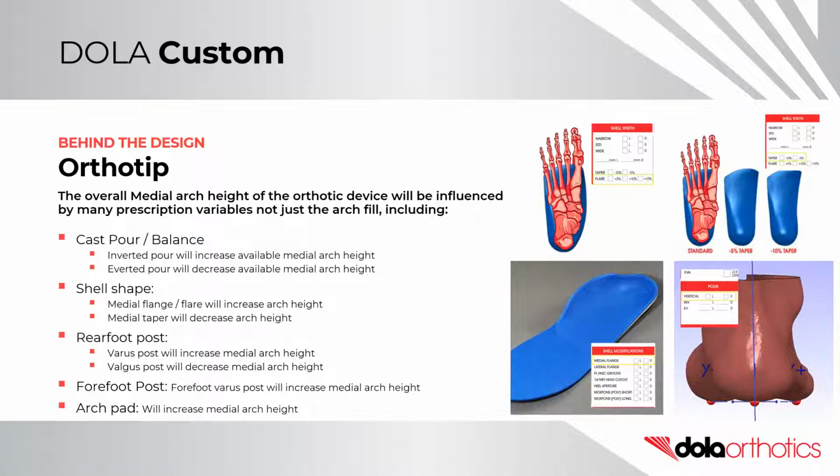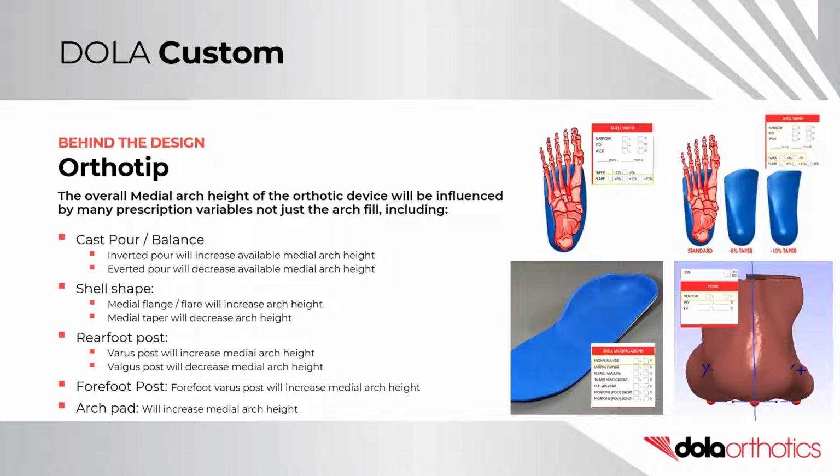Orthotip. The overall medial arch height of the orthotic device will be influenced by many prescription variables, not just the arch fill. These include the cast, paw, or balance position. An inverted paw will increase the available medial arch height, while an everted paw will decrease the available medial arch height. Shell shape: a medial flange or medial flare will increase the arch height. A medial taper will decrease the arch height.